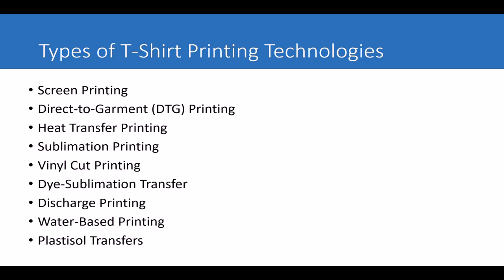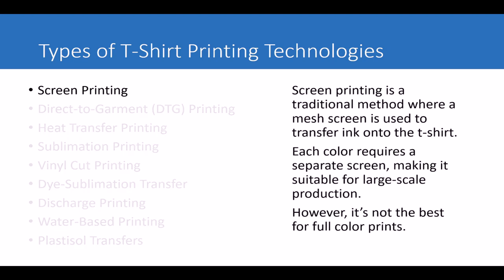The first we are going to look at is screen printing, which is actually one of the most popular techniques for printing on t-shirts. Screen printing simply involves using a mesh to transfer the ink onto a t-shirt. Each color requires a separate screen, so therefore it's suitable for printing large volumes of t-shirts.